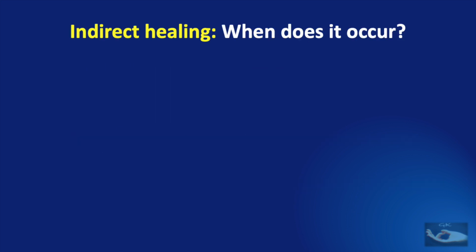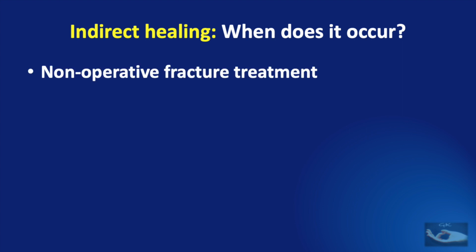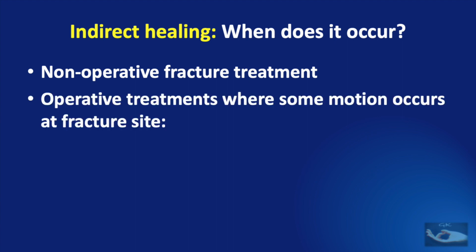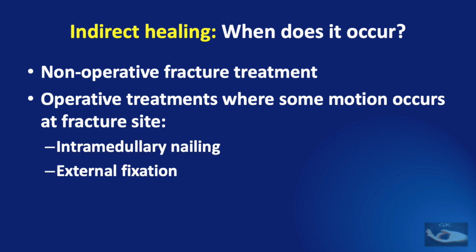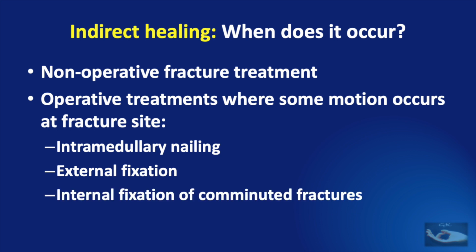When does this type of indirect bone healing occur? It occurs when non-operative fracture treatment is done, like for instance application of a POP slab. Even in operative treatments where some motion occurs at the fracture site, like intramedullary nailing or external fixation or internal fixation of comminuted fractures, indirect healing can occur.